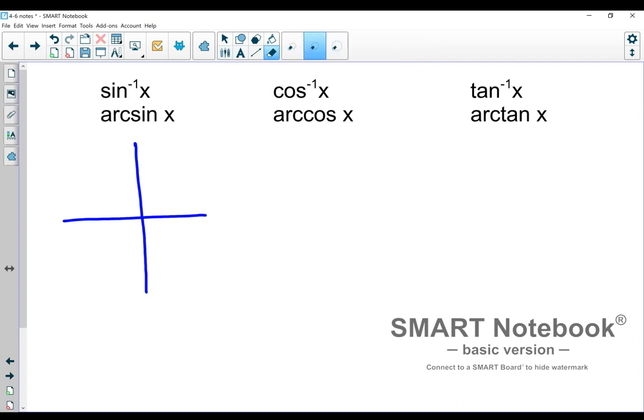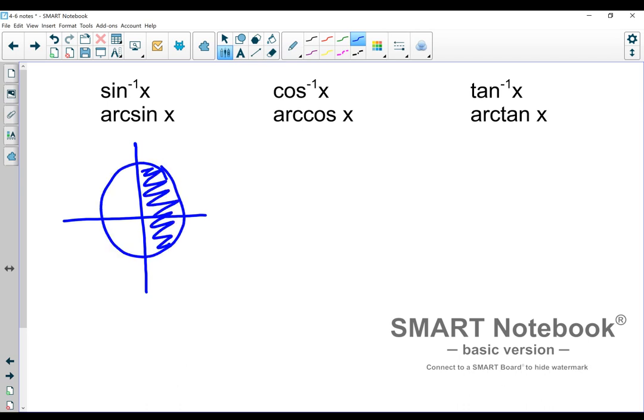And so with sine, the way we restrict that is we say it can only happen in this region here. So sine inverse is going to go from negative pi over 2 to pi over 2. So that's what our answers are going to be. They're going to be between those two, which is from negative 90 to 90. So if we're taking the sine inverse of something that is positive, it'll be here. If we're taking the sine inverse of something negative, it's down here.